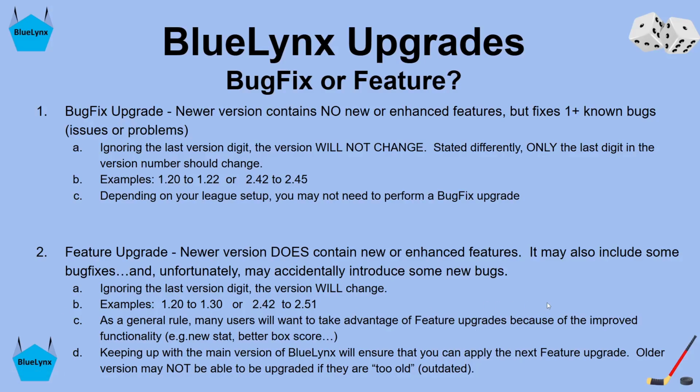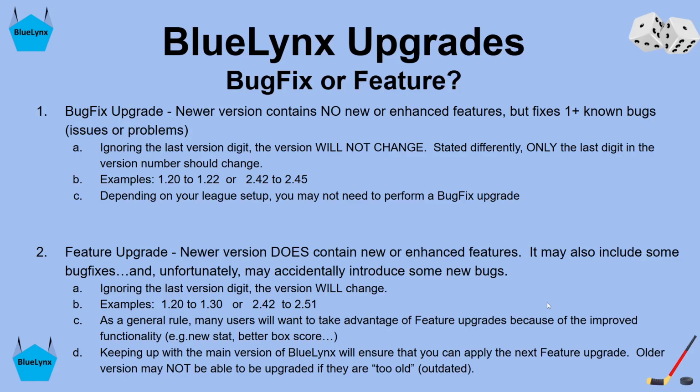So when it comes to BlueLynx upgrades, there are two kinds. There are bug fix upgrades and feature upgrades. Number one here talks about the bug fix upgrades, which don't contain any new features or enhancements, but their sole purpose is to fix one or more bugs or issues or problems. And you can tell it's a bug fix upgrade because only the last digit of the version number will change.